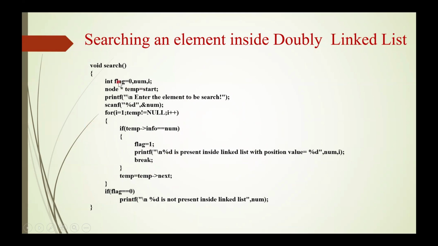That's why we make a flag equal to 0, meaning initially we assume that the element is not present. Whenever the element is present, we make the flag equal to 1. Once the for loop is over, if the element is present, it will print. Otherwise, at the end of the for loop, we again check whether flag is 0 or not. If flag is 0, then we print that it is not present inside the linked list.